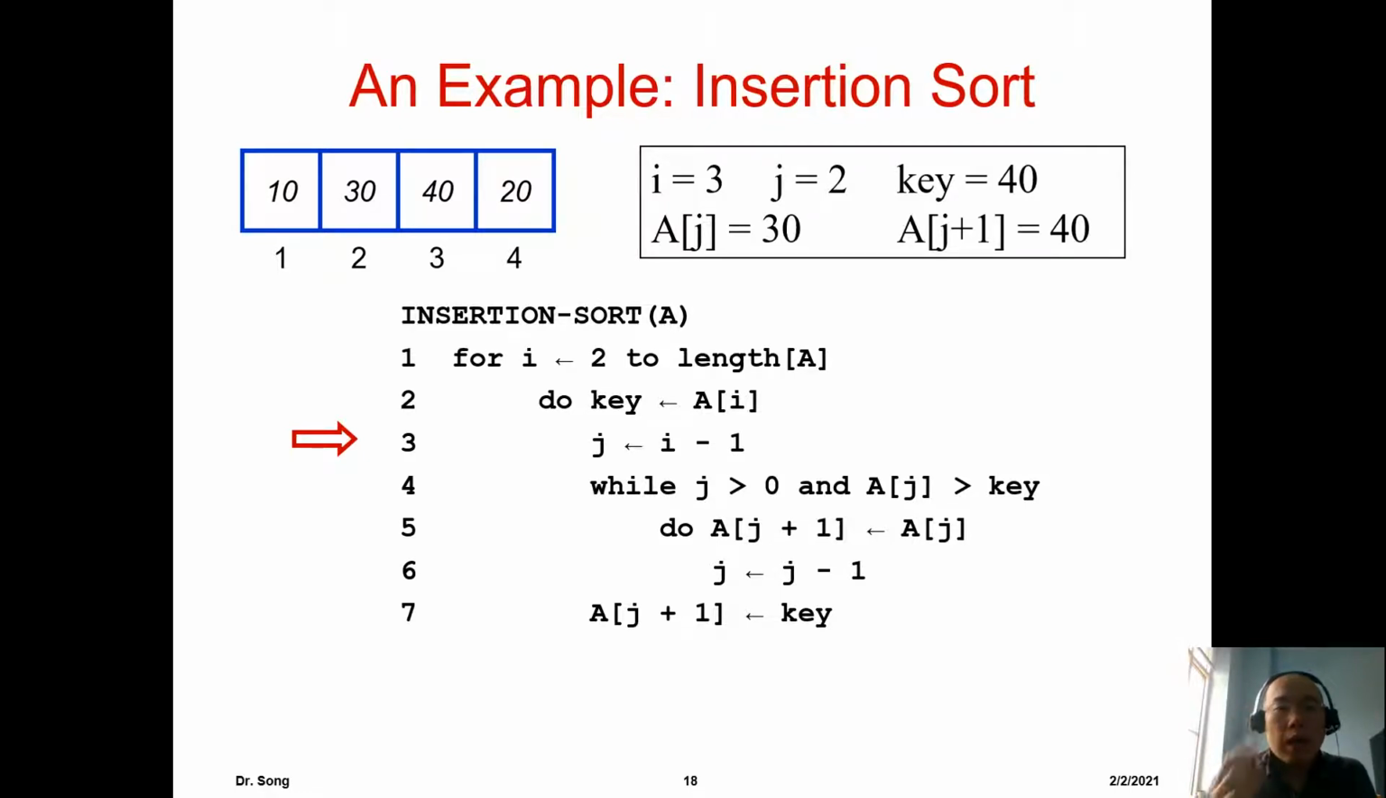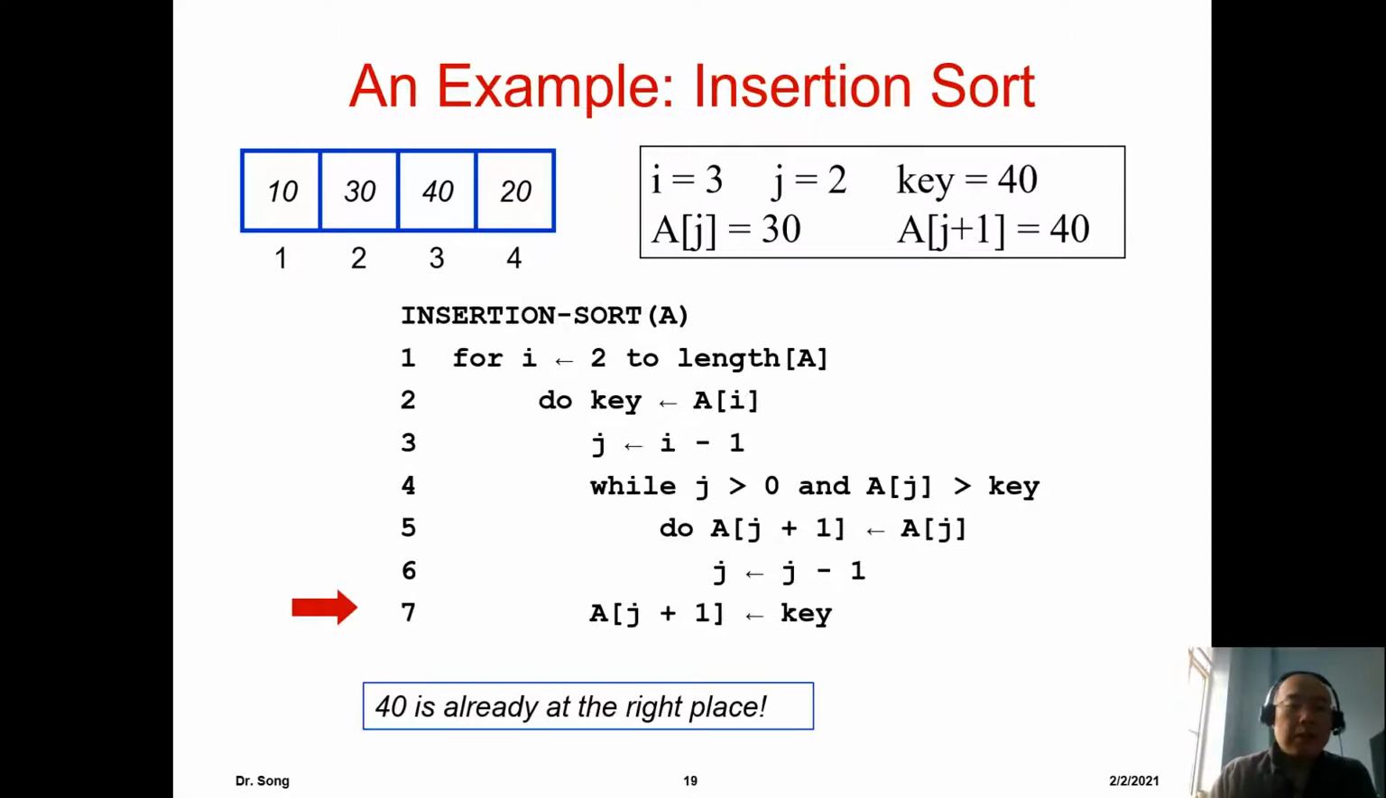So line 4 is guaranteed to run at least once. But if the condition in line 4 is false, we are not going to run line 5 and line 6. Okay, so in this case, line 5 and line 6 are going to be skipped. However, we still have to do the insertion. It's weird, right? Even though 40 is already in the right place, we are inserting 40 into the same place again. Well, this is how the implementation is done.